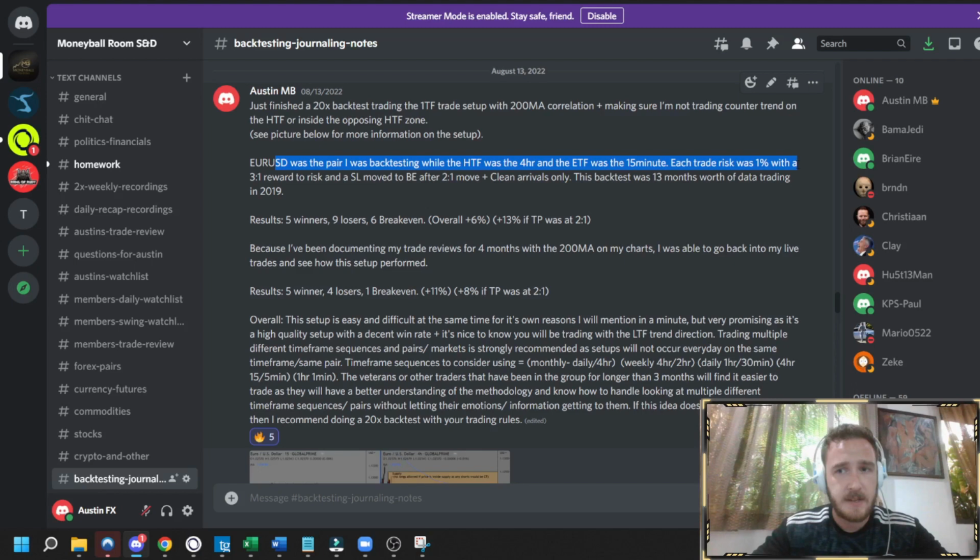Risking was 1% with a 3-to-1 reward to risk, and I would move my stop loss to break even after 2-to-1. Okay, so I am trading the 4 hour as my biggest time frame. The 15 minute has to have, trading with the 200 moving average, and I'm only taking profit at 3-to-1, and my stop loss will be moved to break even after a 2-to-1 move. These were the results: 5 winners, 9 losers, 6 break evens. Let's talk about that for a second. Still profitable. Overall, we were up 6%.